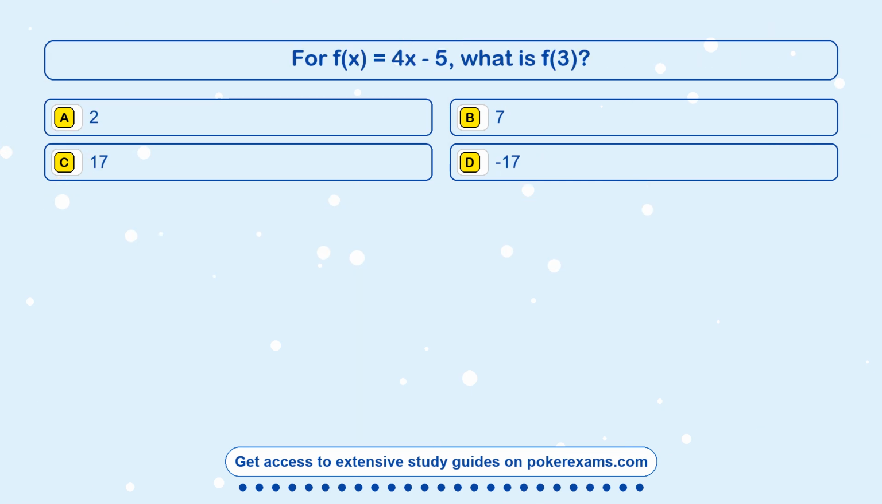Question 15. For f of x equals 4x minus 5, what is f of 3? Option A, 2. Option B, 7. Option C, 17. Option D, -17.